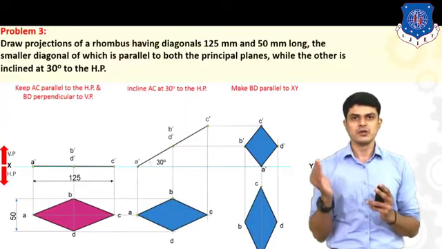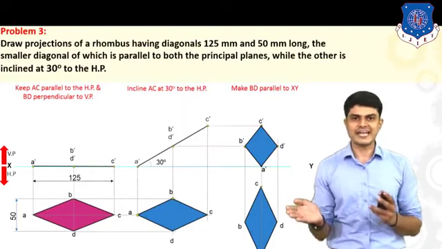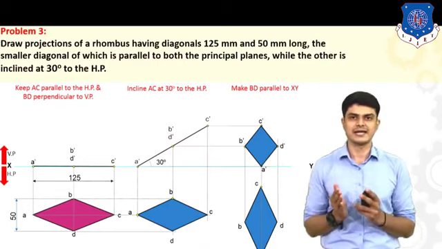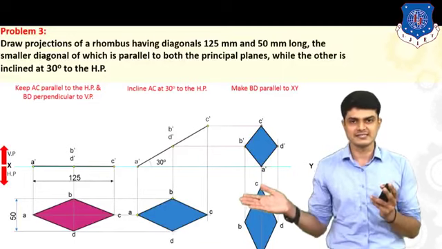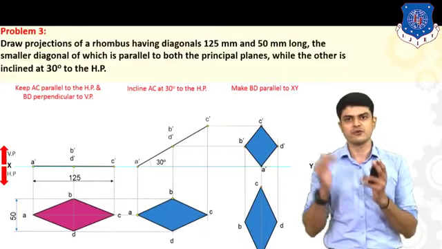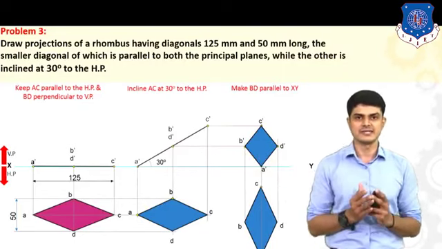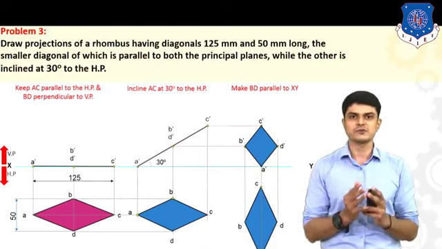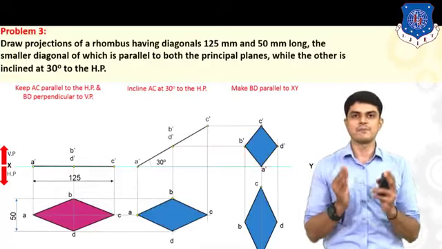So we must draw. We know that below this XY line is your HP, so 30 degree to your HP means your line inclined to your XY line like this. And we should draw the longer diagonal, which is AC in this case. So you should take the diagonal A dash C dash from your front view in the first stage drawing, and we should incline that line at 30 degree. Now, after inclining this line, you should transfer each and every point on your horizontal line from your first stage onto your second stage by the help of your rounder.